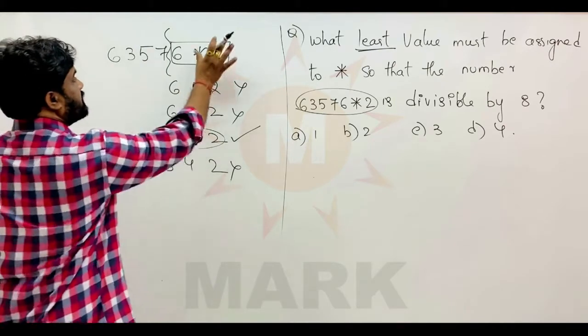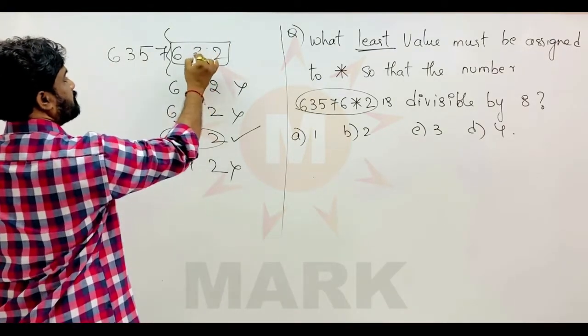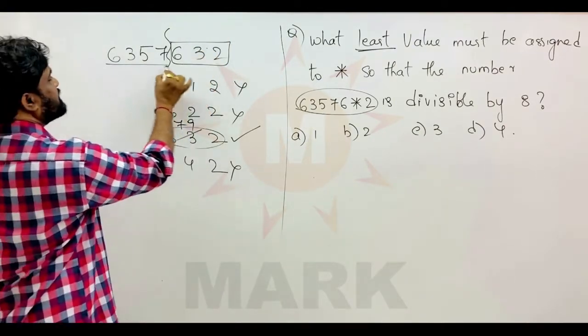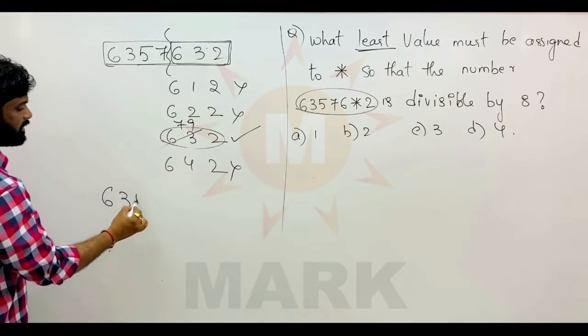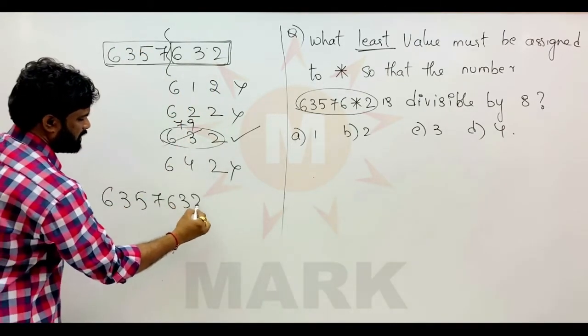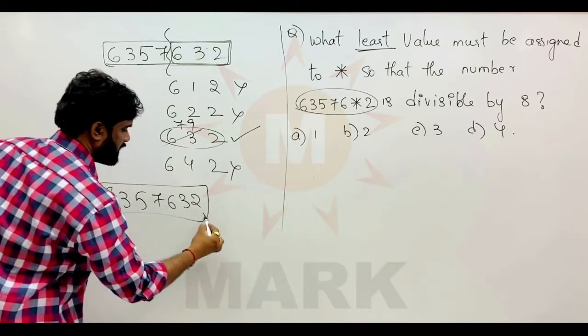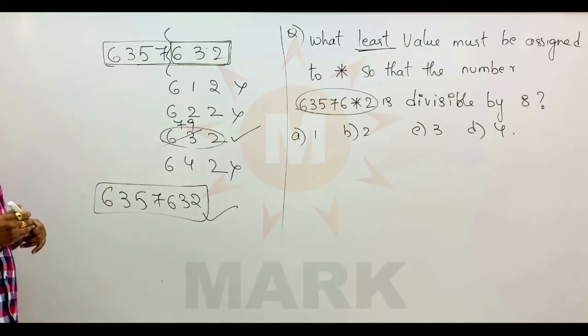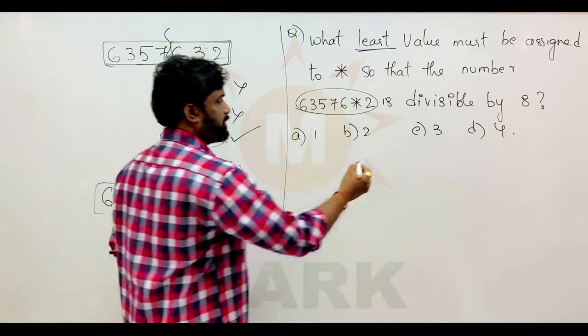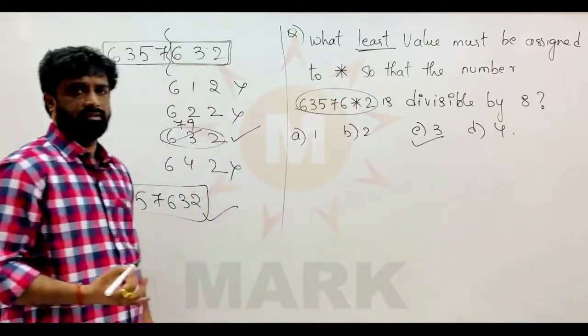If we place this 3 here, that means 6357632, this entire number is exactly divisible by 8. Okay, so what is the correct answer? Option C is the right answer for this question.